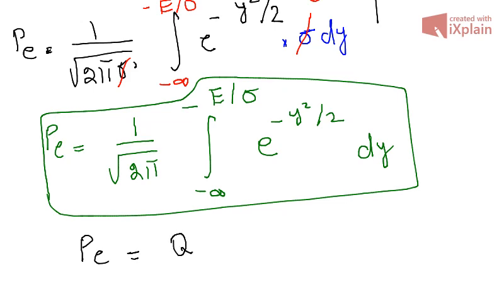We call it the Q function of e over sigma. So you can write the Q function as this integral. This is the same as this integral, right? Your MATLAB or Octave can compute this Q function, or the integral, for different values of e over sigma. Now, e is the energy of the signal. So our probability of error depends on the energy of the signal.